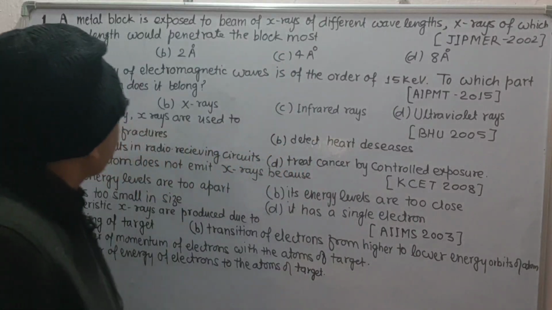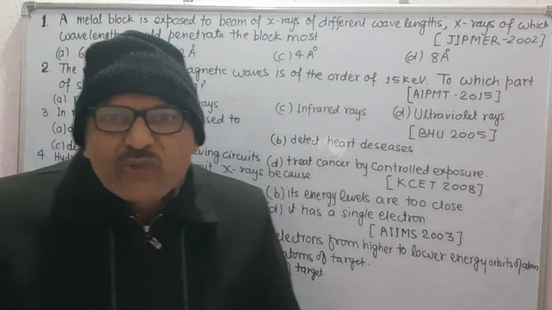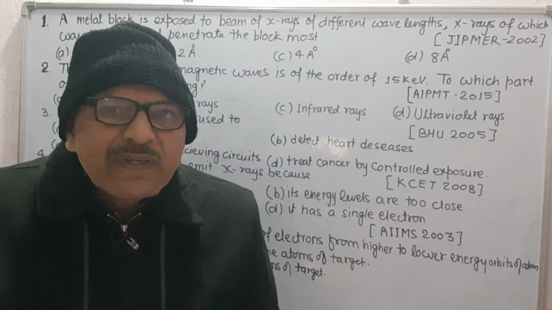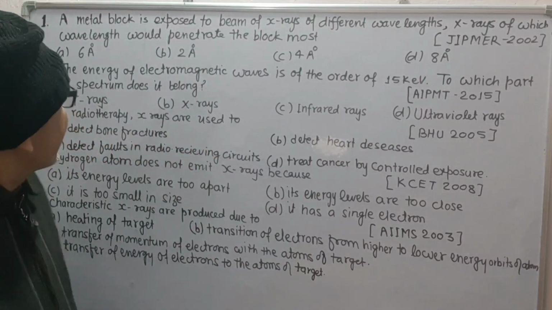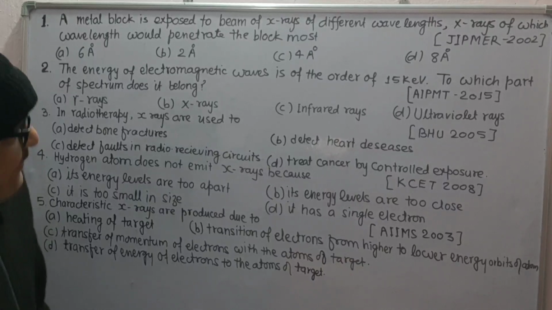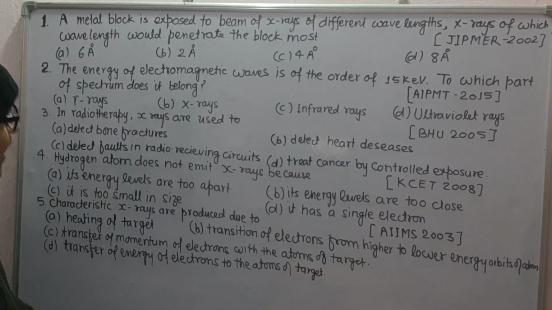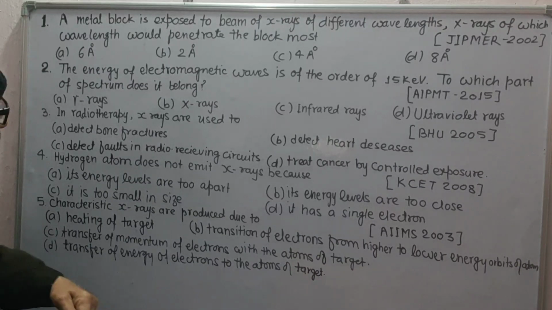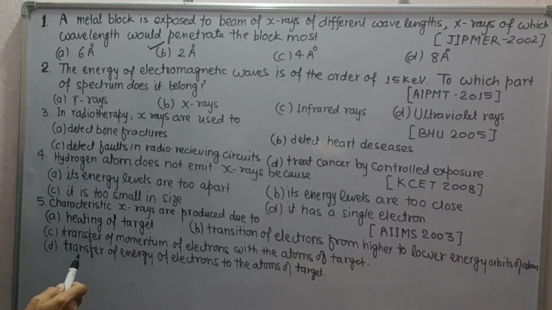We are going to solve some more multiple choice questions from X-rays in video number 2. First question: a metal block is exposed to a beam of X-rays of different wavelengths. X-rays of which wavelength would penetrate the block most? As we know, penetration is inversely proportional to wavelength, so the least wavelength will penetrate more. So the least wavelength is 2 angstrom, it will penetrate most, and option B is the correct one.